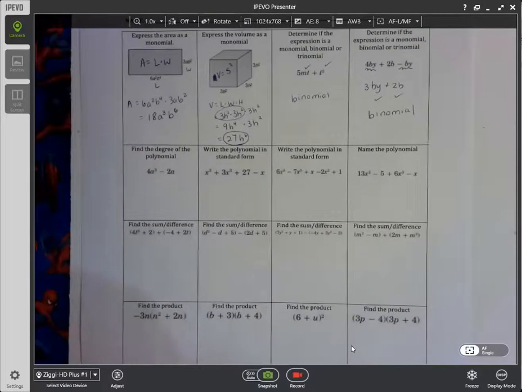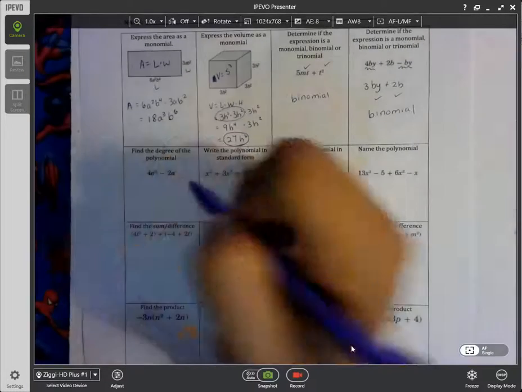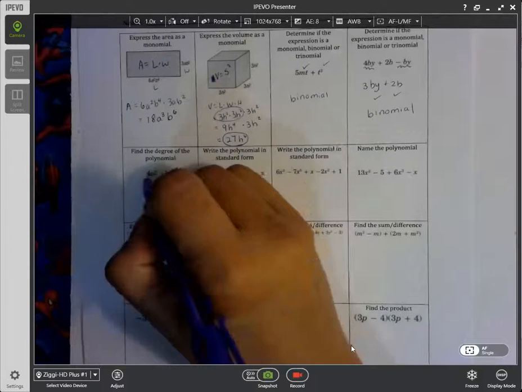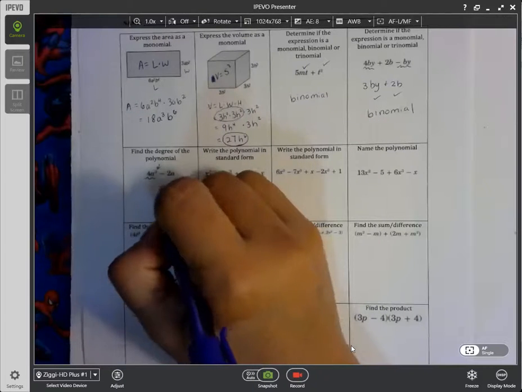Finding the degree of the polynomial. For the degree, you're going to look for the term that has the highest total number of exponents. So that would be this one with a 3. So the degree is 3.